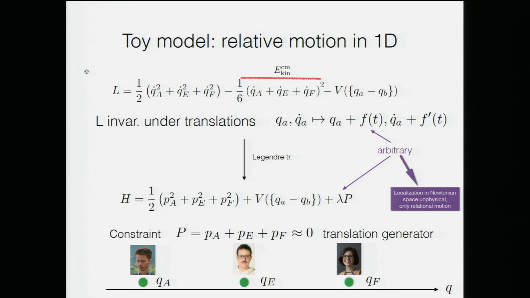So time in this example here is absolute, okay? And actually here, I will not really talk about relational observables, but relative observables, I should say, because it's easier here. So if you do a Legendre transformation to phase space, you get just the usual kind of Hamiltonian plus a constraint. Of course, when you have gauge symmetries, you get a constraint. This constraint is simply that the total momentum has to vanish on solutions, and it's easy to convince yourself that in the canonical theory, this guy is the generator of the symmetries.